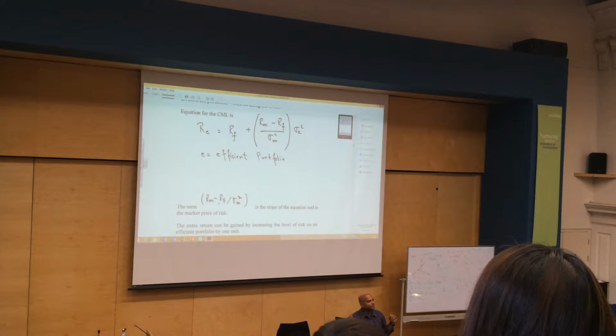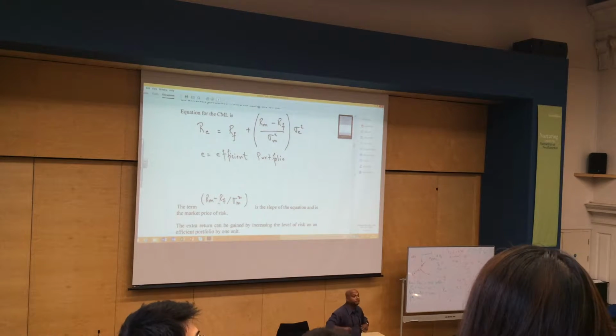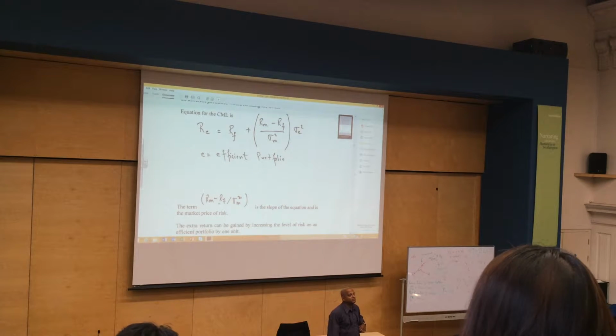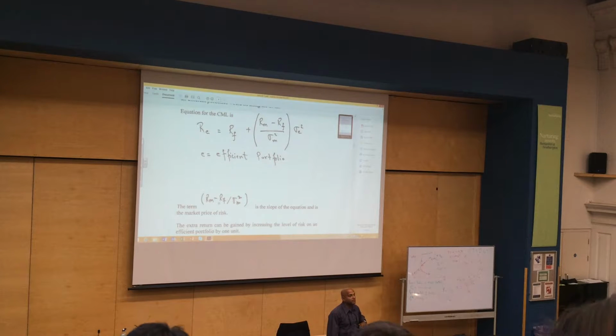A question: can RF be negative with deflation? It may be negative, but nobody will invest. If the return is negative, who's going to put money in? It will disintegrate that.